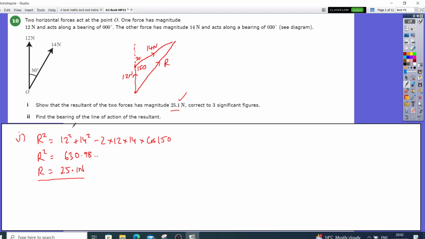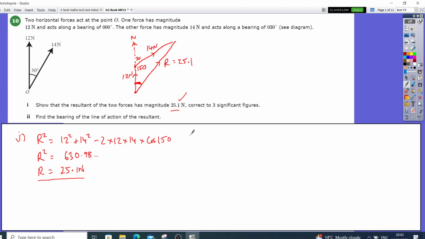Now it says find the bearing of the line of action of the resultant, so we need to find this angle here. That's the bearing with the north. Always, bearing is measured starting from the north, clockwise, and in 3 digits. So if we want to find this, we know that R is 25.1, and we've got a pair there, and we can find this one.